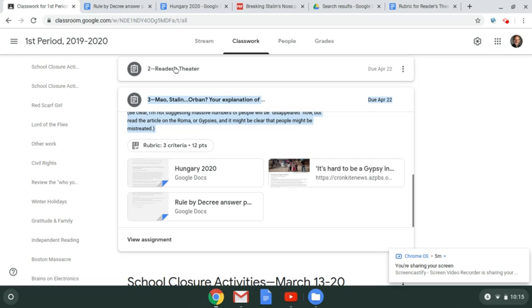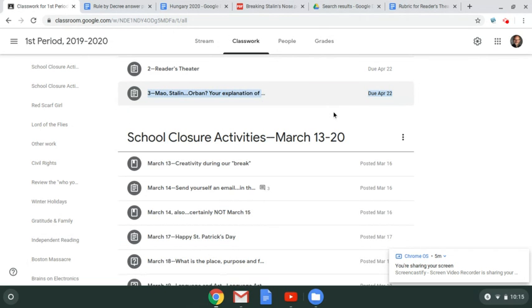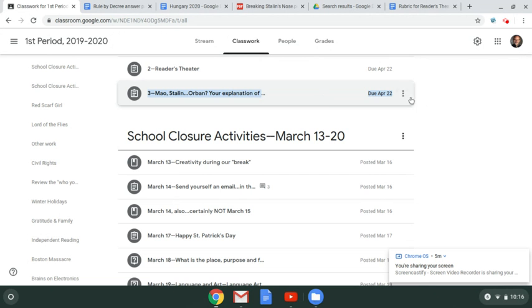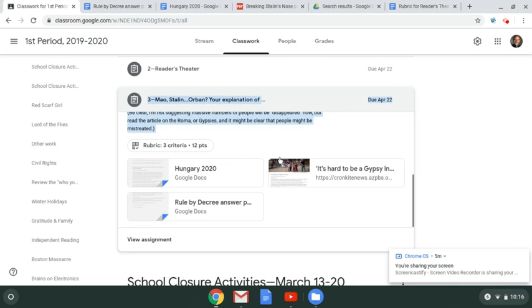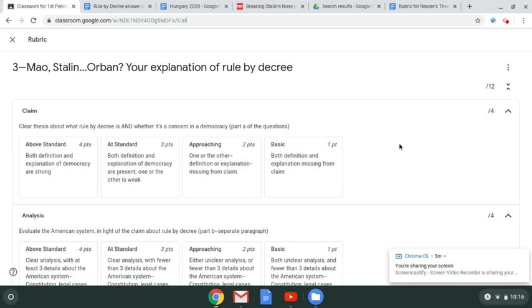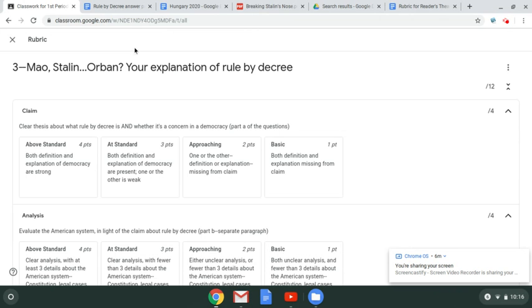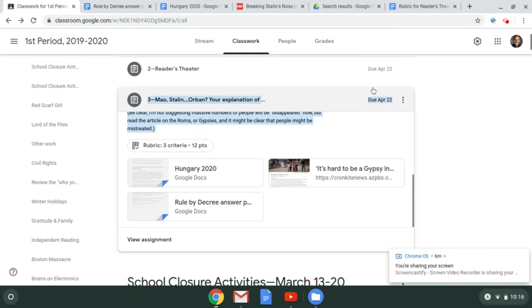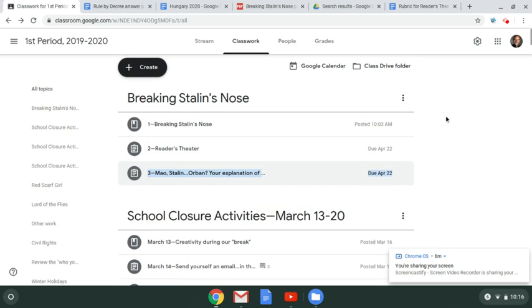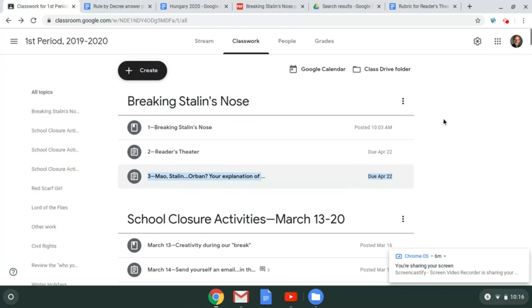Read. Reader's theater is a speaking standard, and then a written activity. There's also a rubric for that writing activity as well. It explains what you need to be doing and how I'll be looking at it, so you could review that as well. So that's Breaking Stalin's Nose for the week immediately following spring break, the 10 or 12 days immediately following.